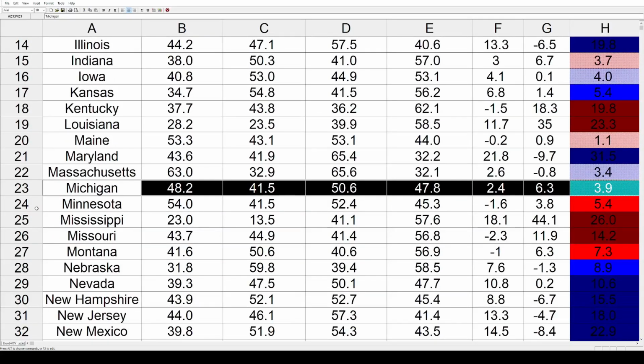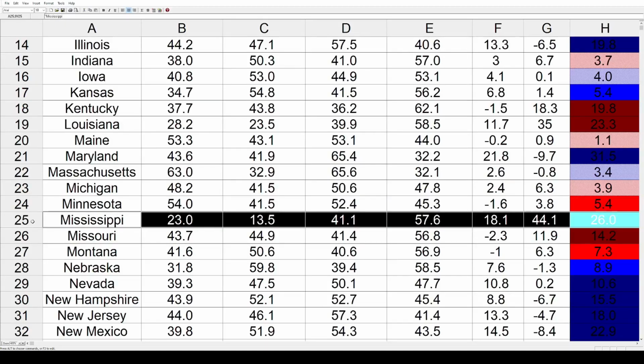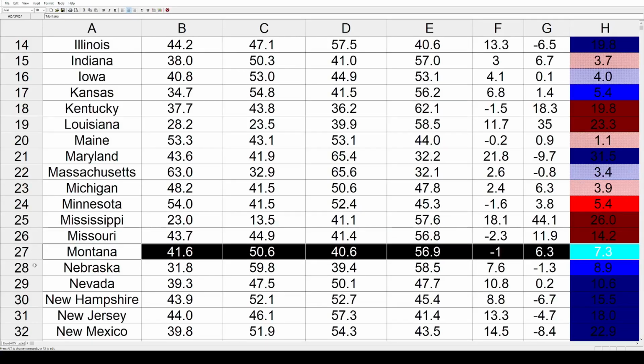Michigan, that got redder by 3.9. Minnesota, that was Hubert Humphrey's home state back in 1968, and since then it shifted 5.4 toward the GOP. Mississippi got a lot redder by 26. Also in Missouri by 14.2. Montana got a little bit redder as well by 7.3.